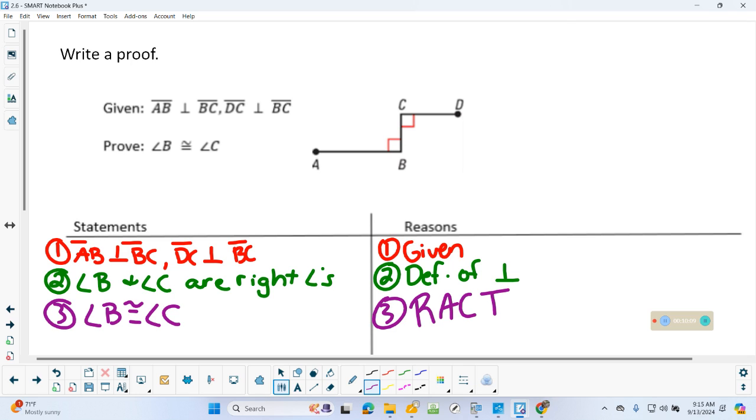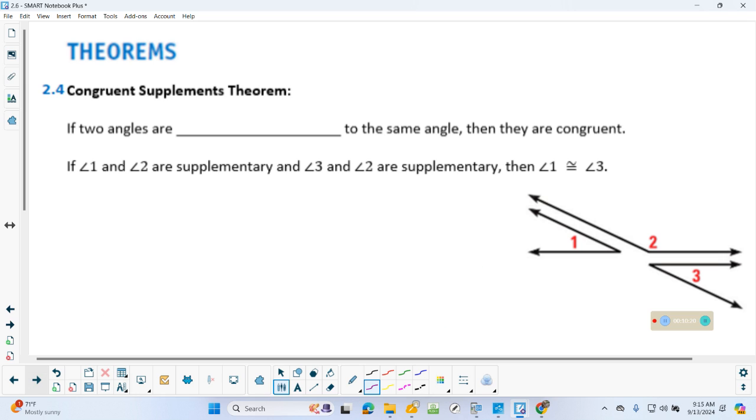Okay, I'm going to show you two more theorems you can use in your proof writing. I'm going to be honest with you. These aren't as common as like transitive, definition of right angle, that sort of stuff, but you can use them and we'll take a look at them. So congruent supplements theorem. Yeah, that's a mouthful, okay?